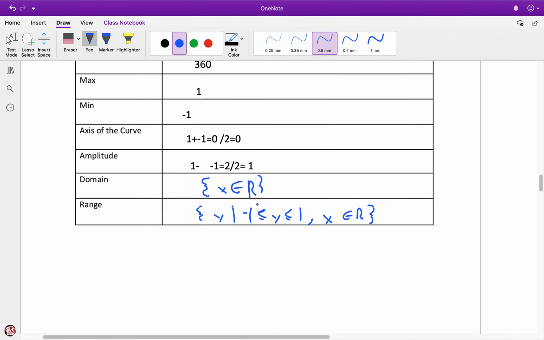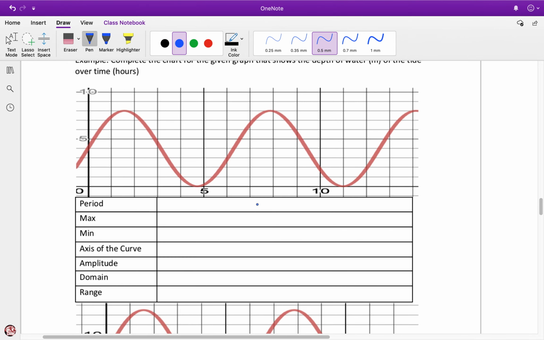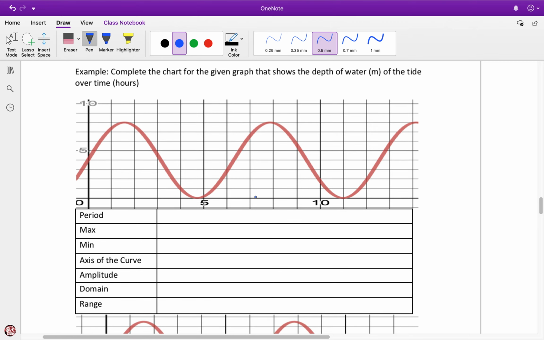So now, let's do another one. I want you to take a look at this. I want you to figure out if you can figure out these answers ahead of time. So pause it here for a couple minutes, discuss with your partners, and figure out if you can answer the questions.